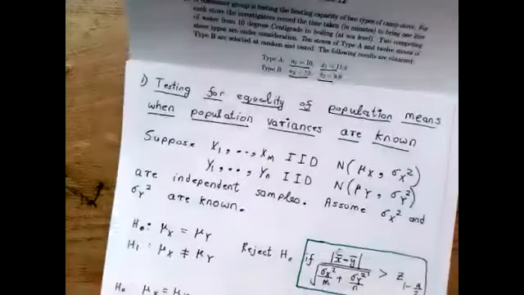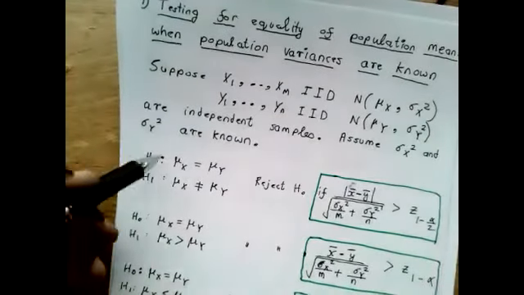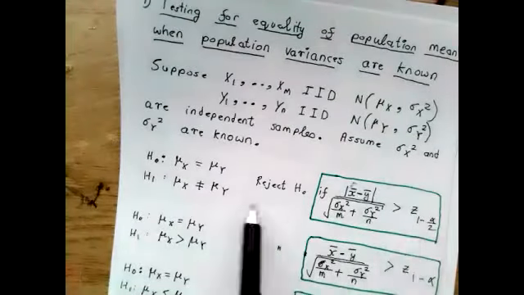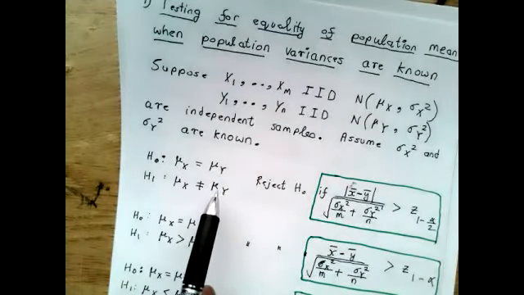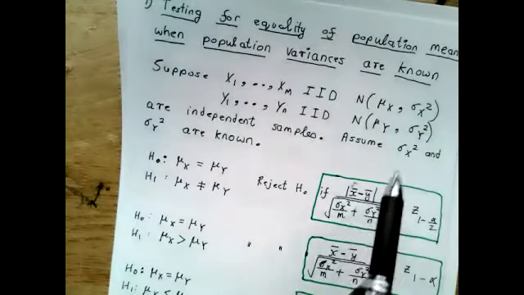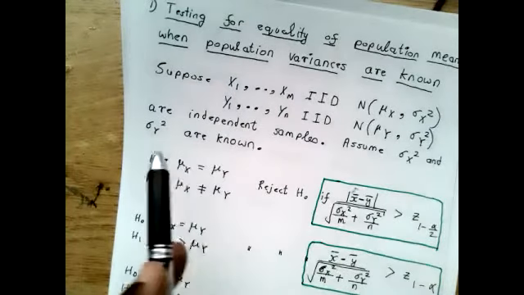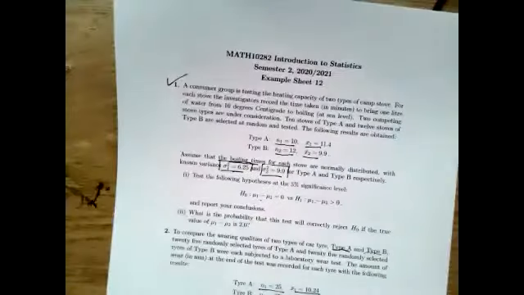If you go back to the formula sheet I showed you earlier, the formula that we need to use is this one, because we are trying to test whether the means are equal or not equal. So you need to use this as the formula for testing. Again, we are assuming that the population variances are known and equal. So we need to use this. Let me know if you don't follow.